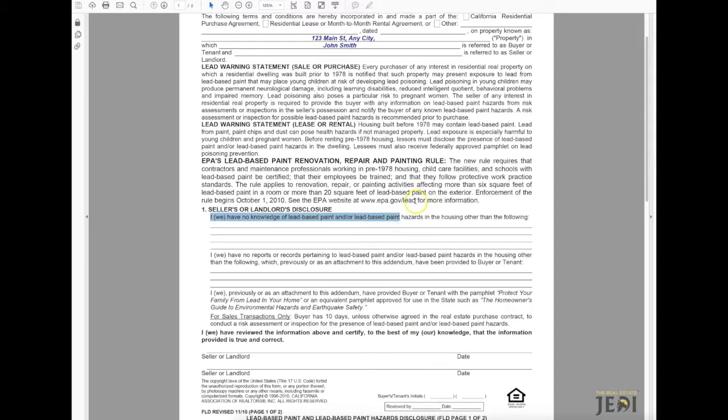Now, here, again, if you have specific knowledge of lead-based paint, mention it. Otherwise, again, unless there's a specific reason you are led to believe that you have lead-based paint present on your property, use your best judgment in filling this out.